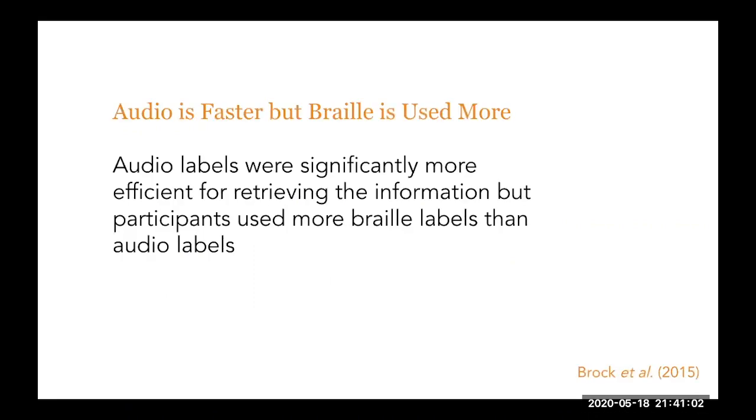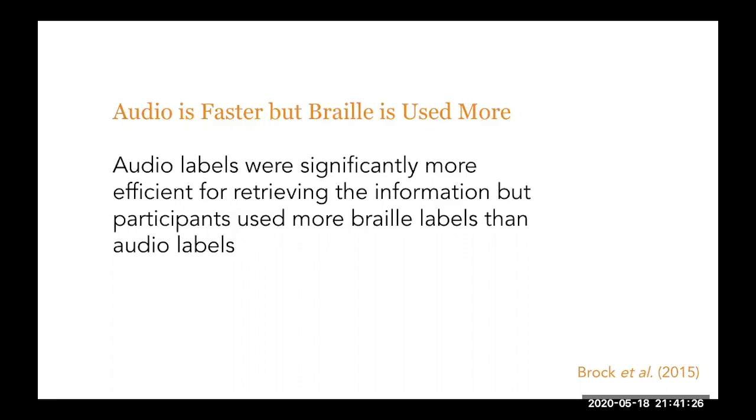The first finding from task 1 was that audio labels were significantly more efficient for retrieving information, but participants used more braille labels than audio labels. So my first hypothesis was proven, but the second was not. Here we build on prior work that has shown that audio labels can be more quickly memorized. We show that they are efficient in real-time exploration as well, which isn't surprising.